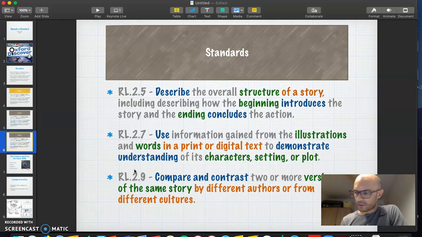For the context, we're looking at specifically the structure of a story, in this case a fiction story. For RL 2.7, we are specifically looking in the context of print or digital text. In this case, it'll be print text for the unit we're looking at. And RL 2.9, we're looking at different versions of the same story by different authors or from different cultures. So maybe not the same story, but the same basic story, that just comes from different cultures or by different authors.